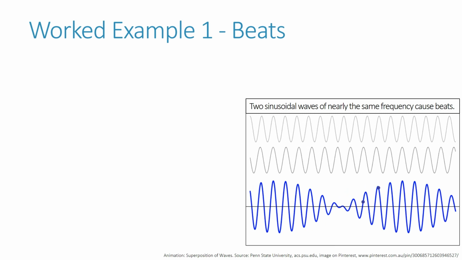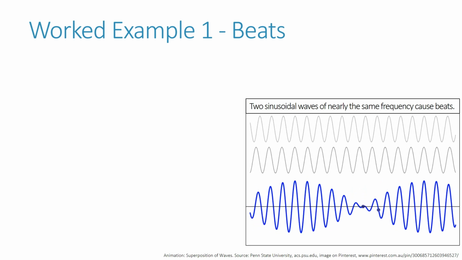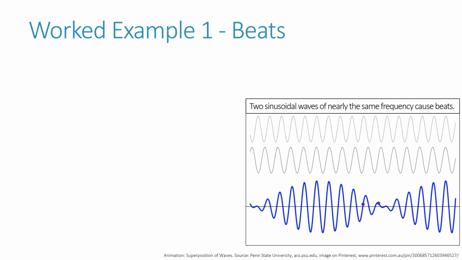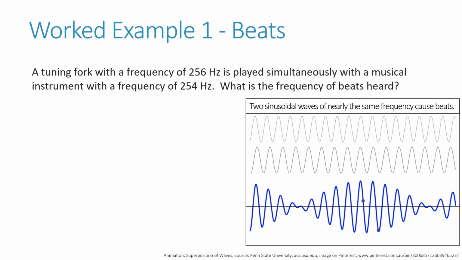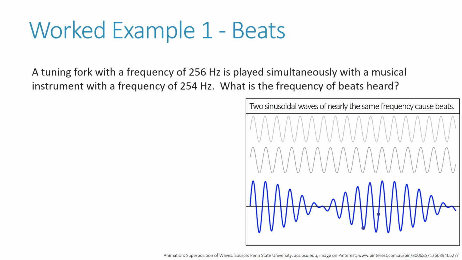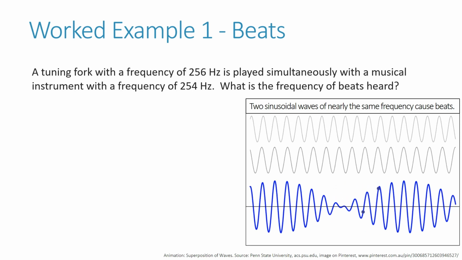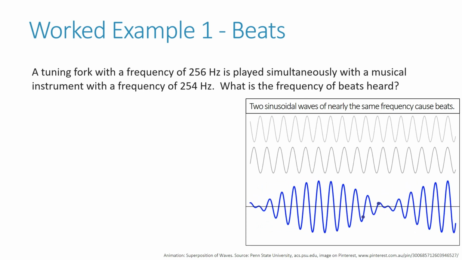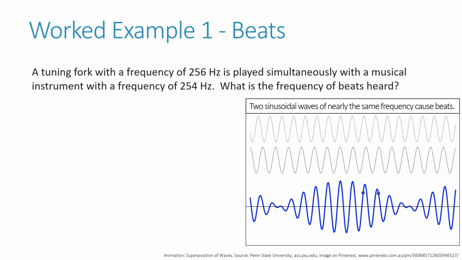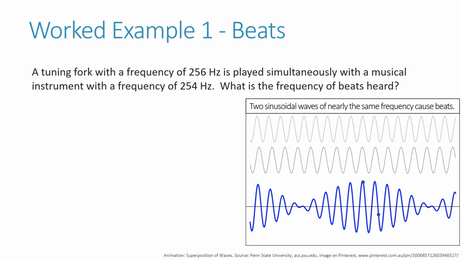Let's have a look at worked example 1, which has to do with beats. And there's an animation there from Penn State University, which I think is very, very clever. Here's the question. A tuning fork with a frequency of 256 Hz is played simultaneously with a musical instrument with a frequency of 254 Hz. What's the frequency of the beats heard?